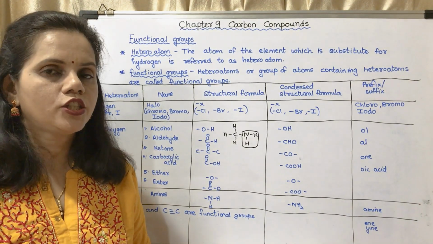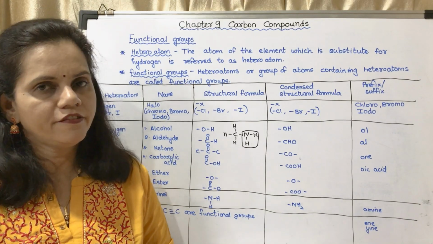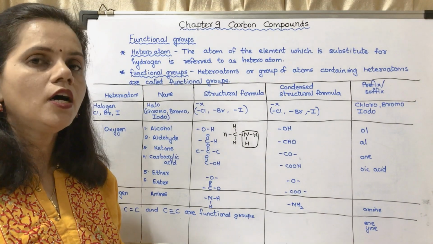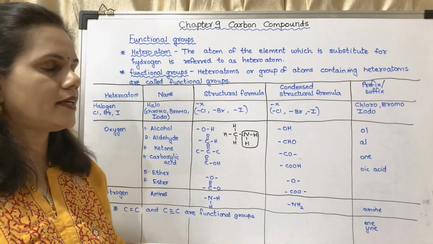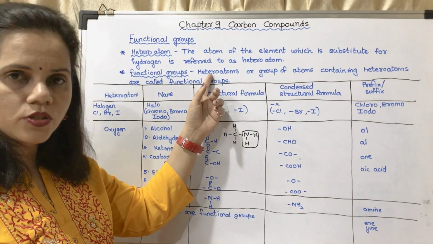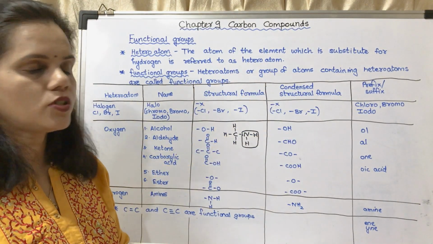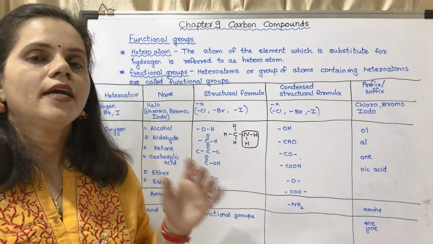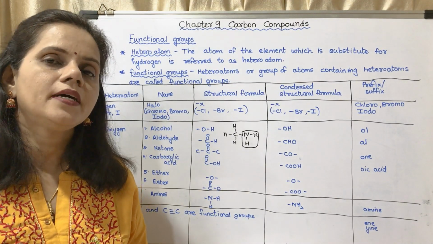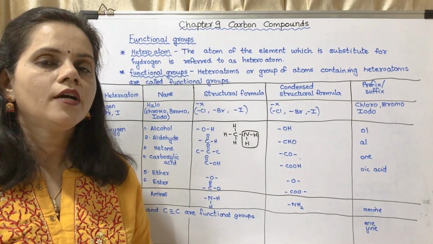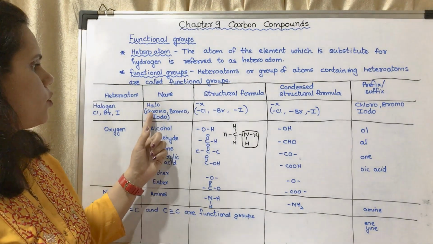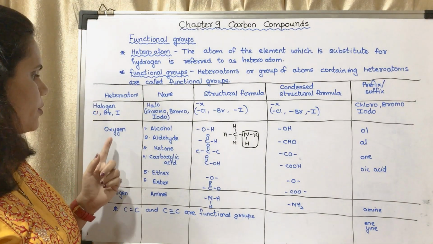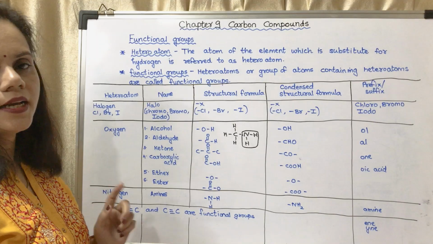Okay, so have you understood the definition of heteroatom and functional group? Heteroatom is the atom of the element which is substituted for hydrogen. Heteroatoms or groups of atoms containing heteroatoms are called functional groups. In our syllabus we are given some functional groups with heteroatoms: chloro, bromo, iodo. That means the halogens, heteroatom oxygen and heteroatom nitrogen.